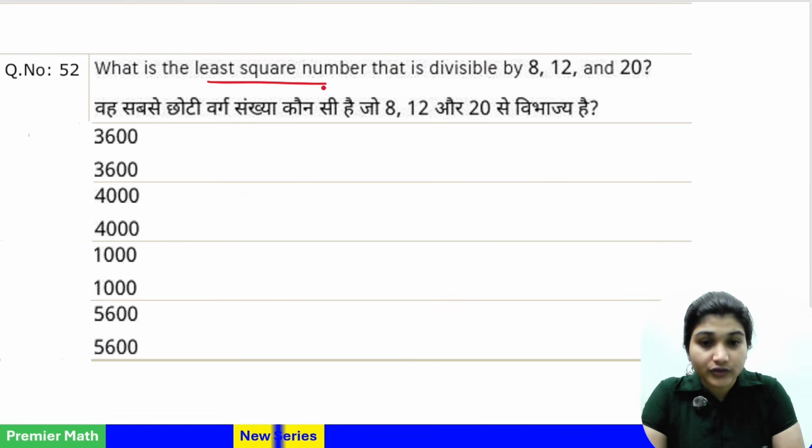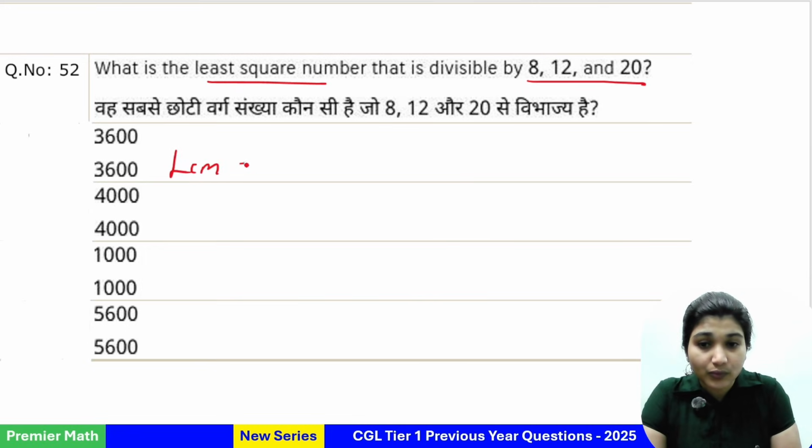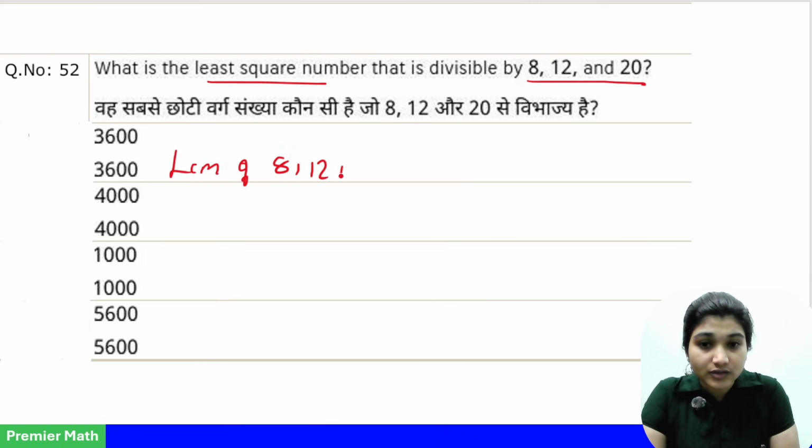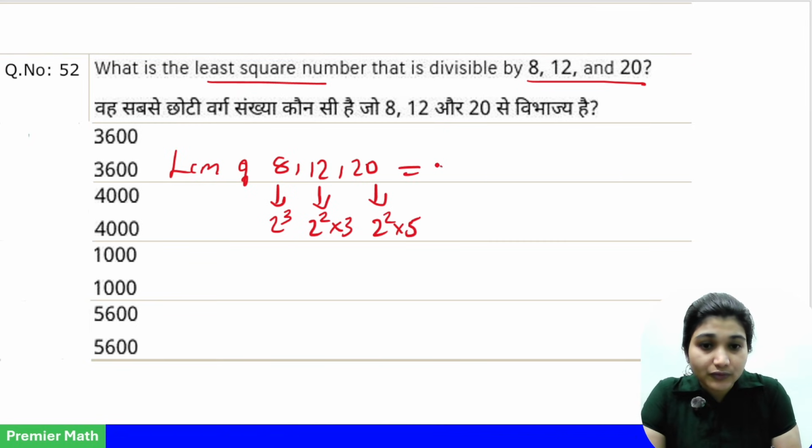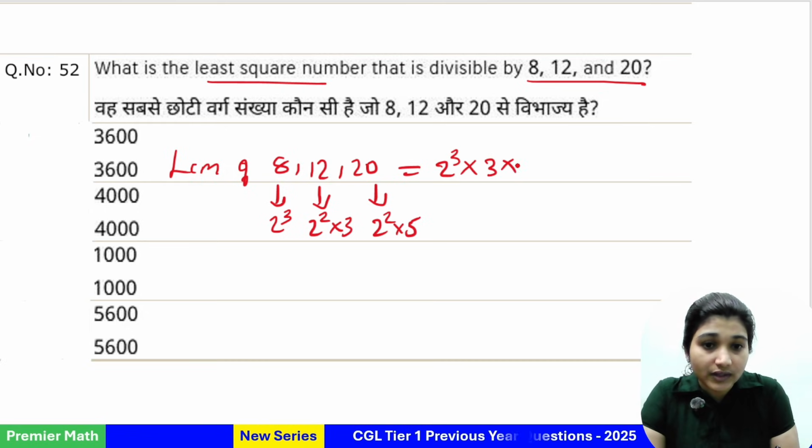What is the least square number that is divisible by 8, 12 and 20? Just take the LCM of 8, 12 and 20. Here 8 is equal to 2 cube, and 12 is 4 into 3, that is 2 square into 3, and 20 is 5 into 4, that is 2 square into 5. Now LCM is equal to the greatest power of 2, which is 2 cube, of 3 which is 3, and of 5 which is 5.